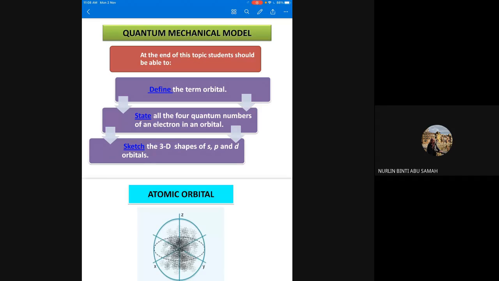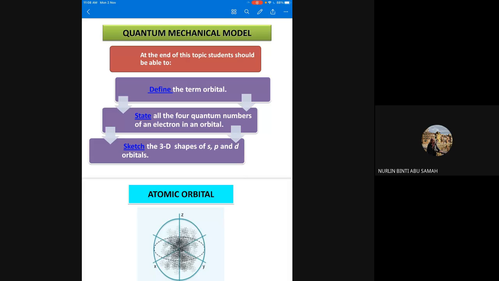Okay, so by the time you want to understand what is orbital, orbital is the same like a house, okay, where you duduk. And here also in orbital, this is the place that we can identify where is the electron, okay, so this is what we call as orbital, okay.